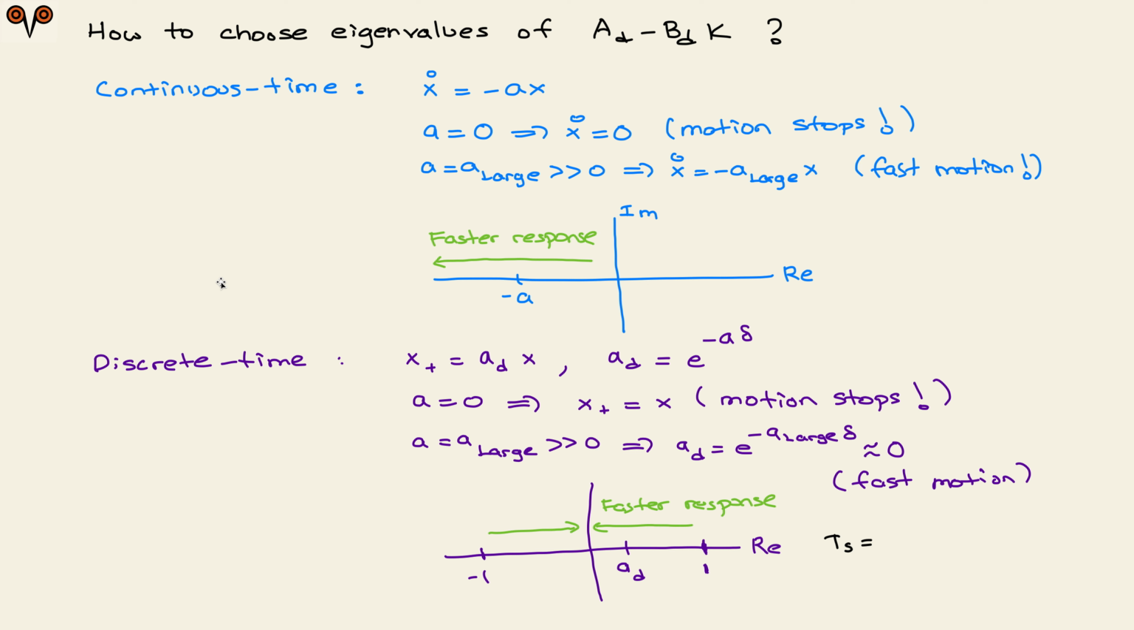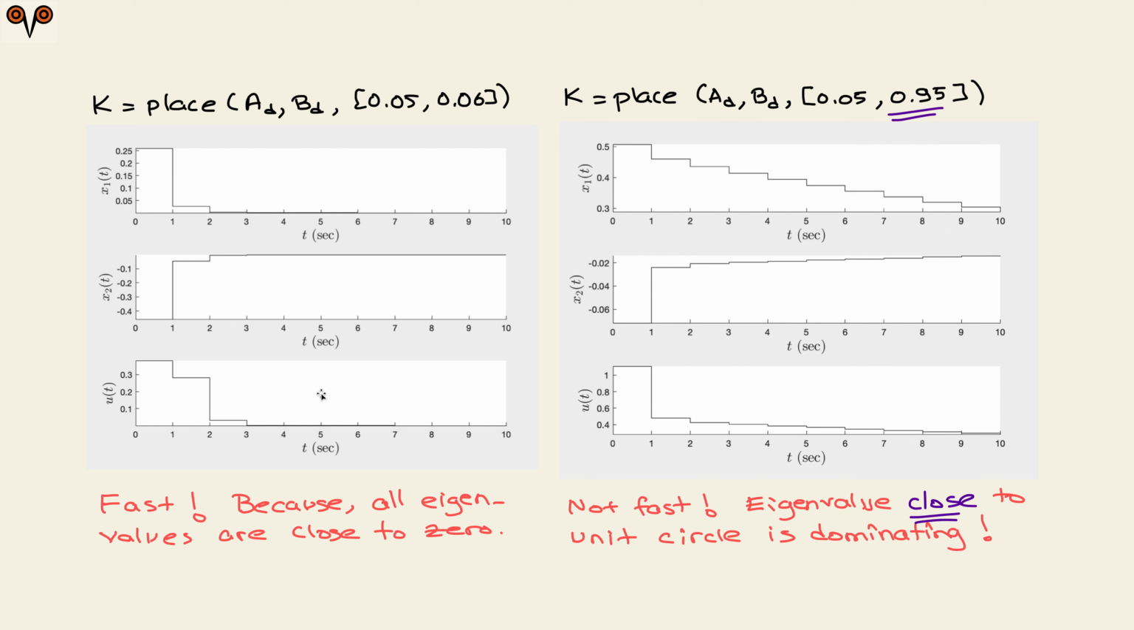So to wrap up, for continuous time systems, achieving a faster response means choosing eigenvalues with real parts having large numbers. For discrete time, you choose eigenvalues with real parts close to the origin. Let's look at an example.